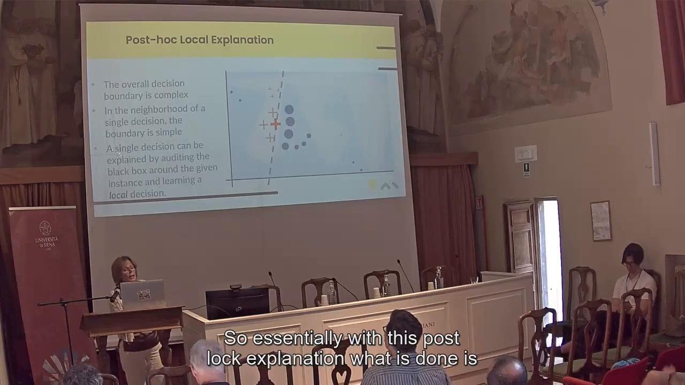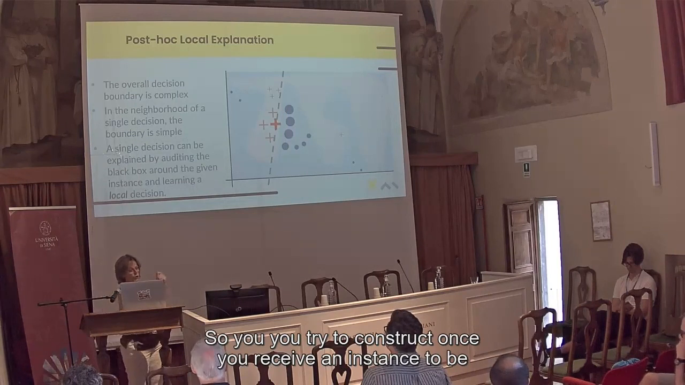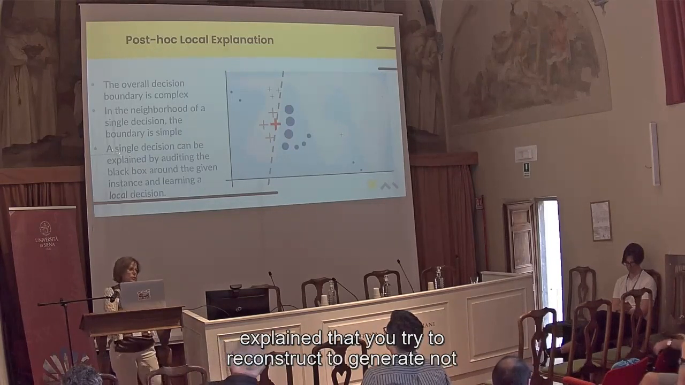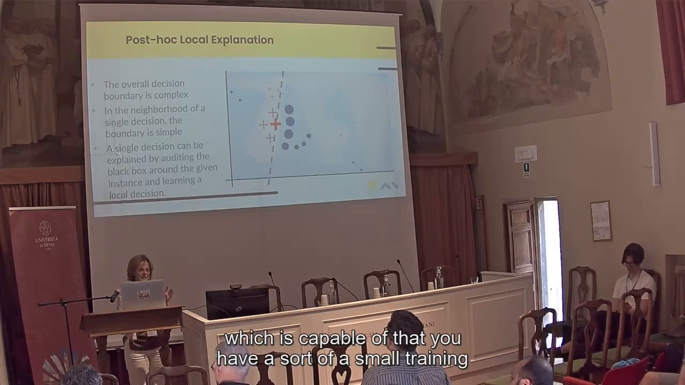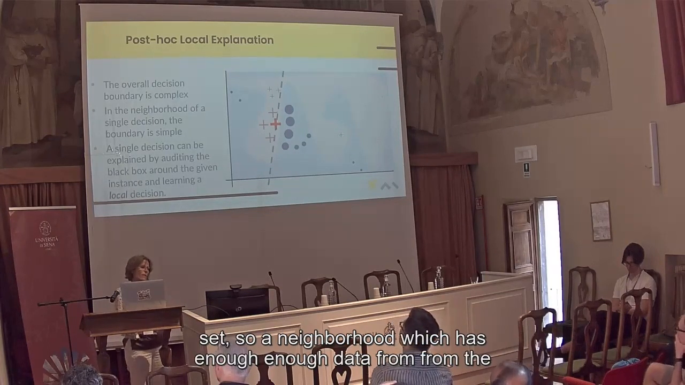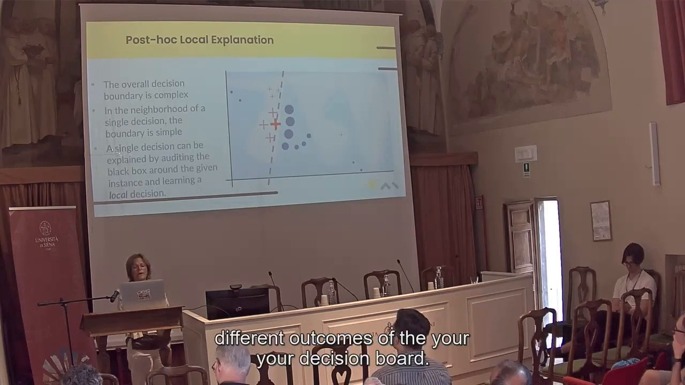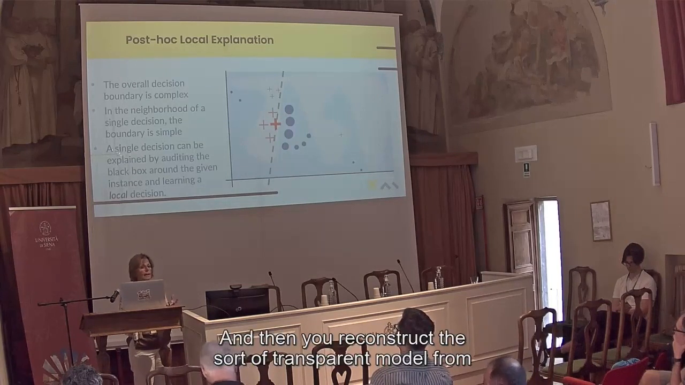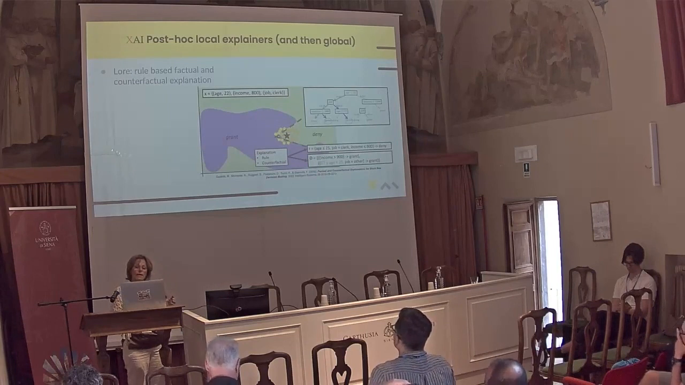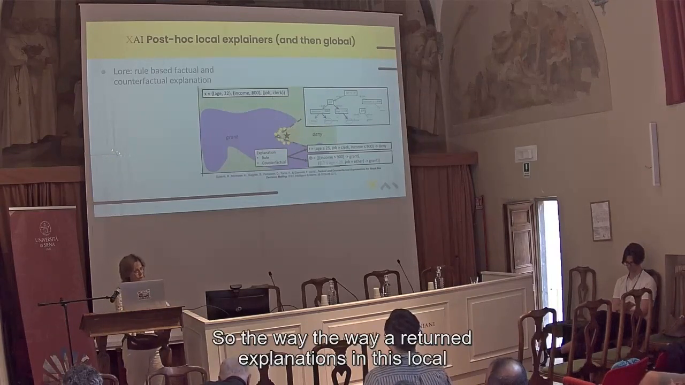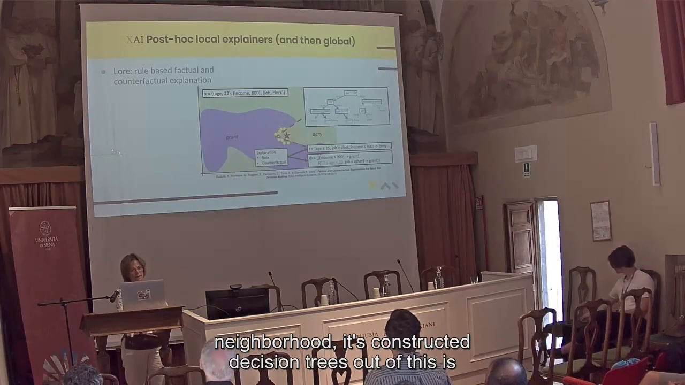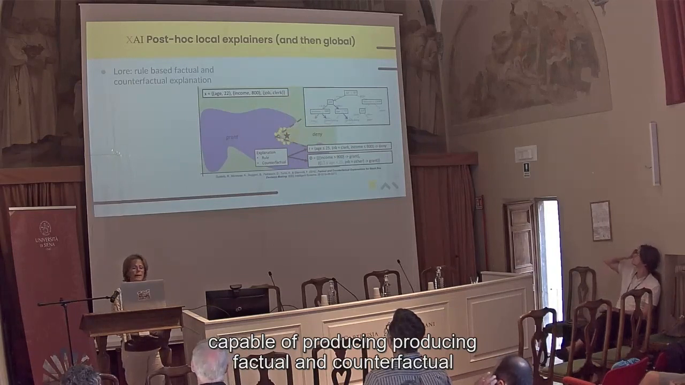So essentially with this post-hoc explanation, once you receive an instance to be explained, you try to generate a neighborhood, so that you have a sort of small training set. A neighborhood which has enough data from the different outcomes of your decision boundary, and then you reconstruct a transparent model from this small training set. One of the systems that we have is LORE, for example. The way you return the explanation in this local neighborhood is by constructing decision trees. Out of this, it is capable of producing factual and counterfactual explanations.